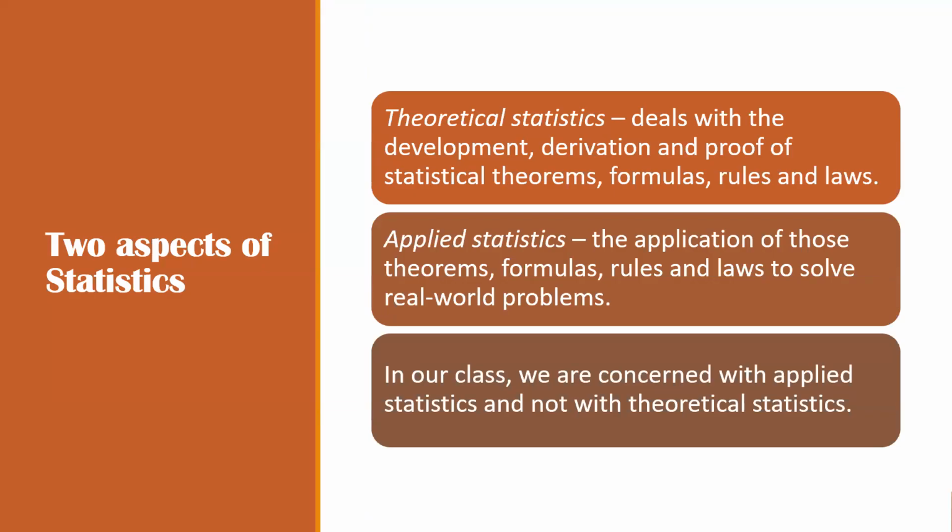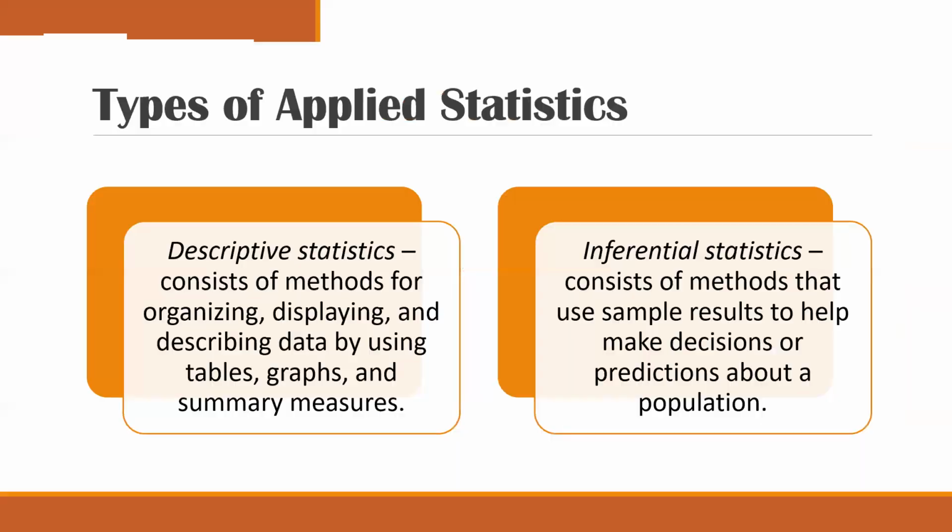There are two aspects of statistics. We have theoretical statistics and applied statistics. Theoretical statistics deals with the development, derivation, and proof of statistical theorems, formulas, rules, and laws, while applied statistics is the application of those theorems, formulas, rules, and laws to solve real-world problems. In our class, we are concerned with applied statistics and not with theoretical statistics.